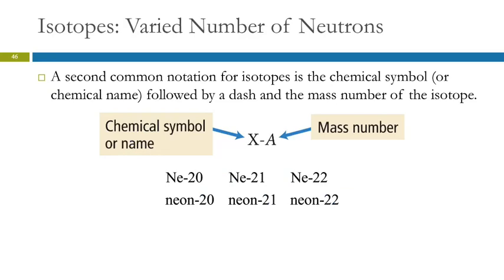Another way to indicate what isotope we're talking about is using either the chemical name or the chemical symbol, followed by a dash with the mass number. So we can call this Ne-20 or neon-20. The mass number is the one that has to be specified. If we want to know how many protons it has, just look on the periodic table. But the number of neutrons is not given on the periodic table. So there's 3 isotopes of neon, and we look at the periodic table, there's no way we could figure that out.